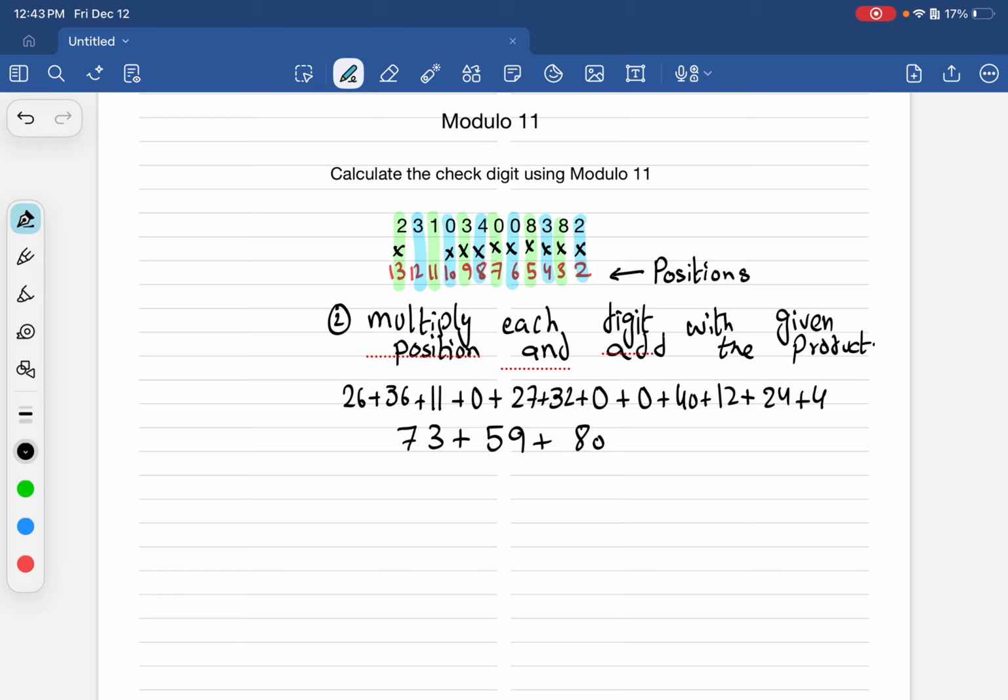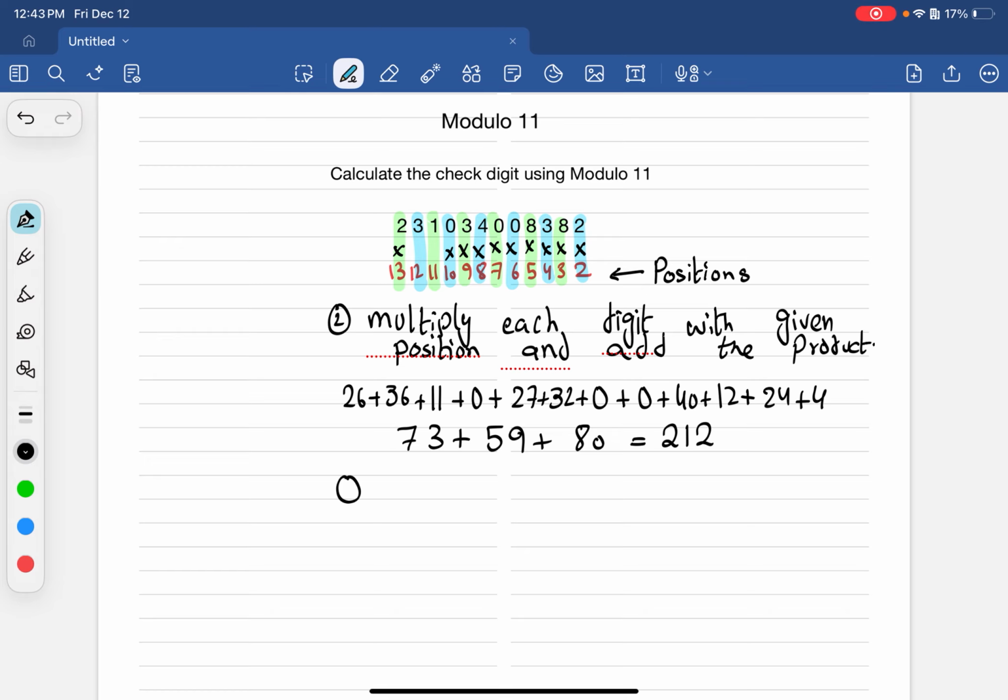Now let's add these partial sums. 73 plus 59, that should be 132 plus 80, that's going to be 212. Okay, so the answer we got was 212. That's our second part, and that's probably the only lengthy part that you are going to have on the exam.